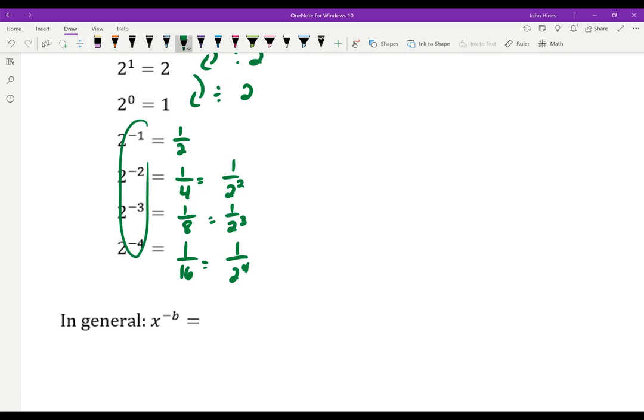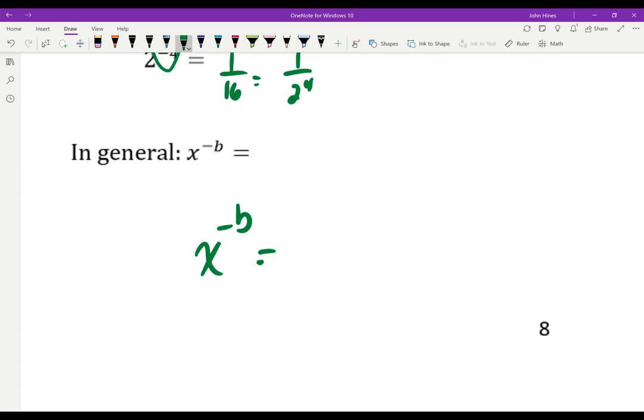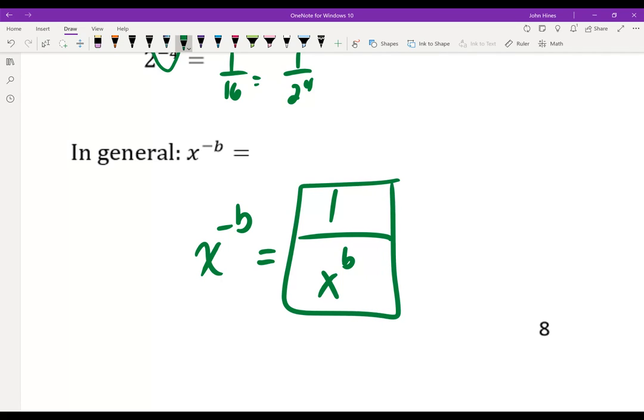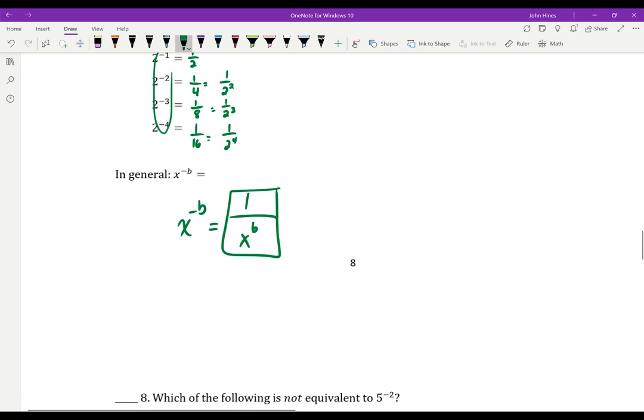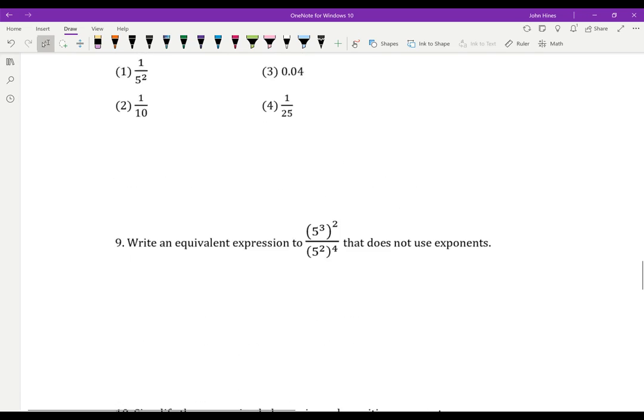So that negative exponent is just turning them into reciprocals. I'm flipping it and making the exponent positive. So x to the negative b is 1 over, take the reciprocal, of x to the b. I made the exponent positive and threw it in the denominator. All right, hopefully this was a good review, and now let's do a couple of practice problems and I'll let you go.